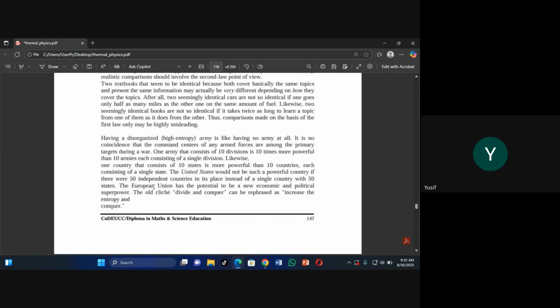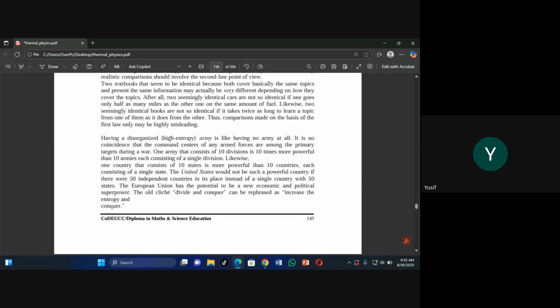Yeah, so if you are making comparisons as far as the first law is concerned, you are talking in terms of quantity or topics. Yes, it might be true or it might mislead you. But if you are talking about it in terms of orderliness or organization, then you are talking about it in terms of the second law and the entropy law, and that will make it very interesting and very sensible. Okay.